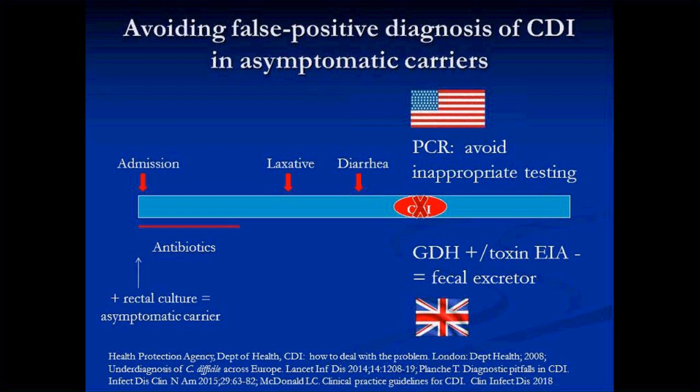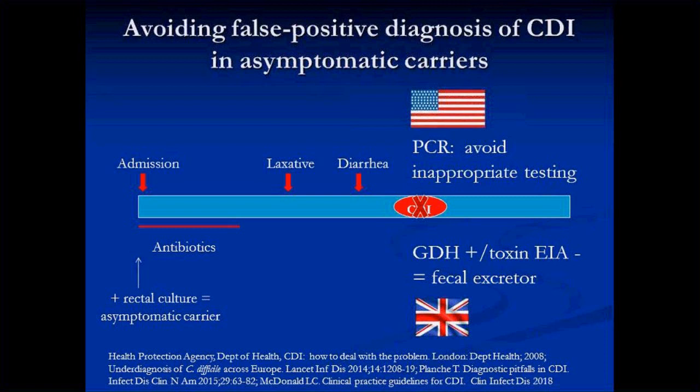You do a GDH or PCR to screen for C. diff, and then you follow that up with a toxin EIA. And you use the toxin to determine if the patient really has an infection or if they may be an asymptomatic carrier. So in this case, if our patient is presumably an asymptomatic carrier, we gave them some diarrhea with our laxative, they would be toxin negative, and you would put that patient in isolation, call them a fecal excreter, but you would not necessarily treat them for C.